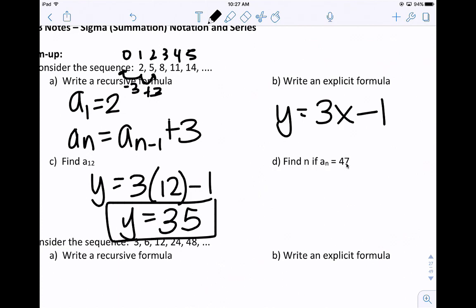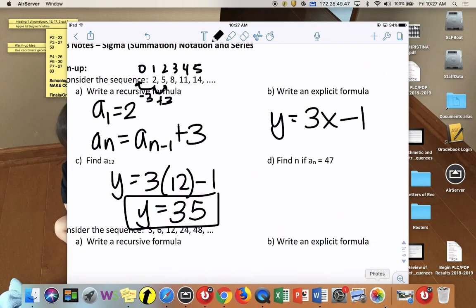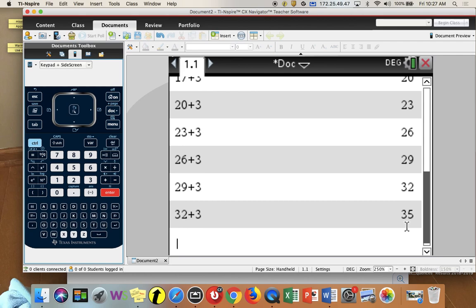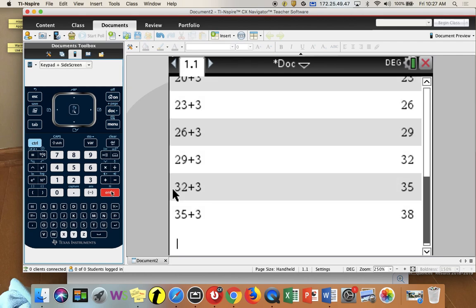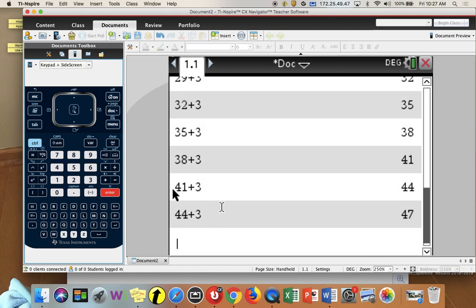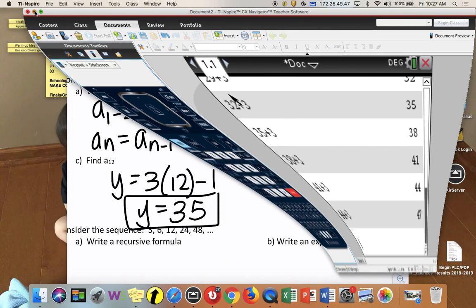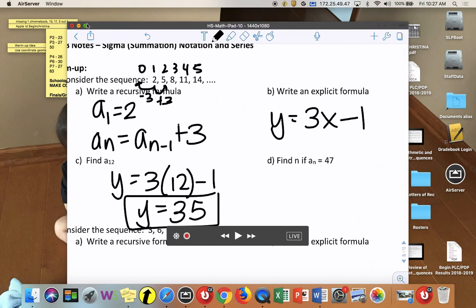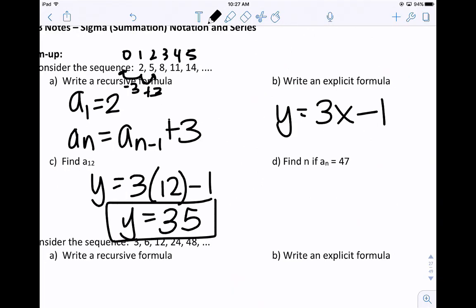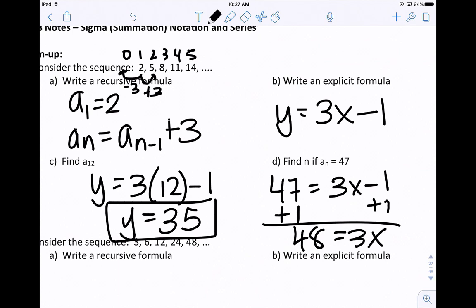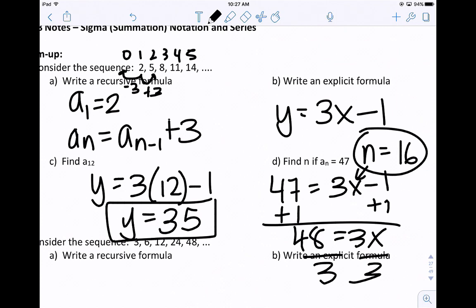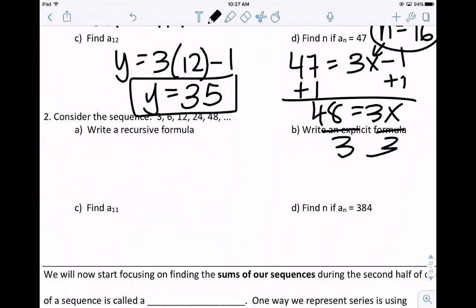Find n if a sub n is 47. So again, you could just use your calculator. We know that this is the 12th term. So here's the 13th, 14th, 15th, 16th. So it's the 16th term. Or you can use the explicit formula, and this is saying, all right, if the y value is 47, can you solve? So I'm going to add 1 to each side. We got 48 equals 3x, divide by 3. And so here you get n. I should use n instead of x, but n is 16. So this is the 16th term, would give us 47 for an answer.